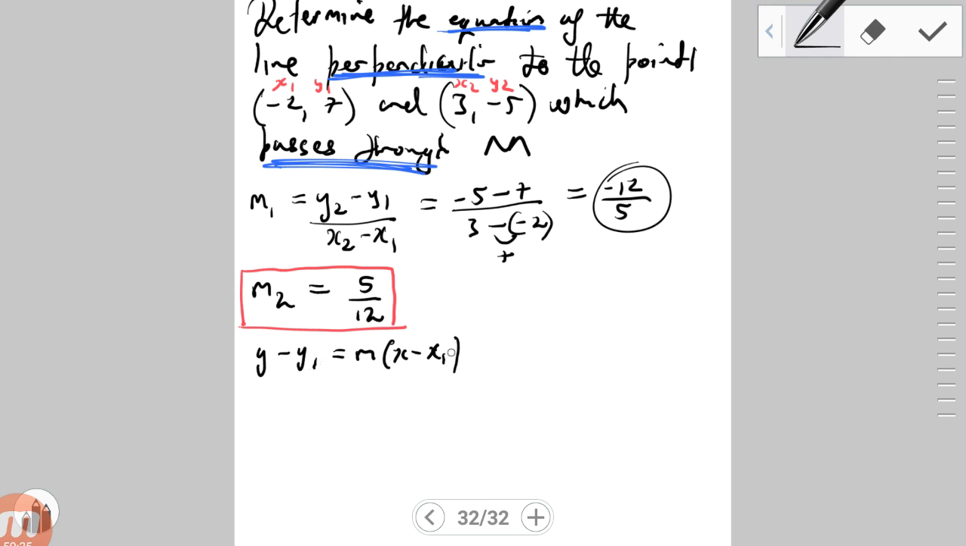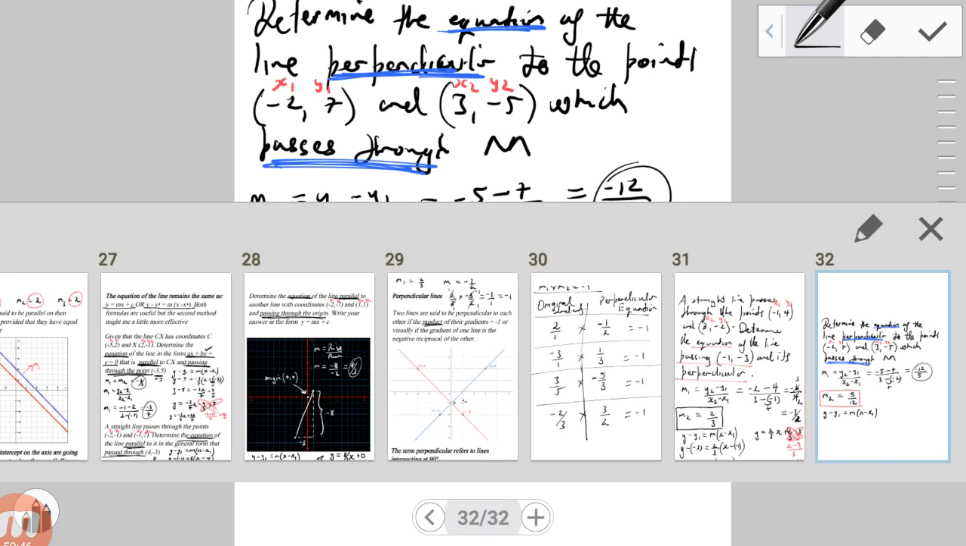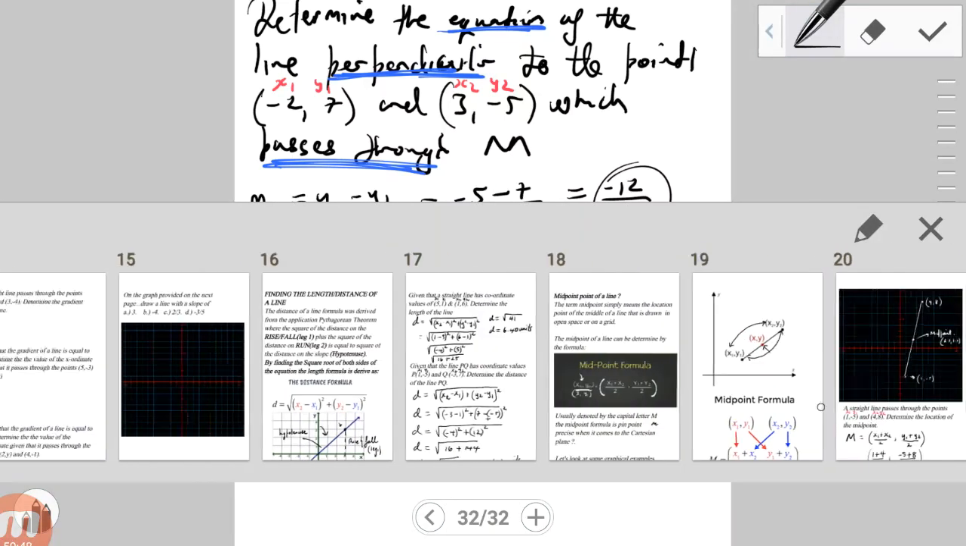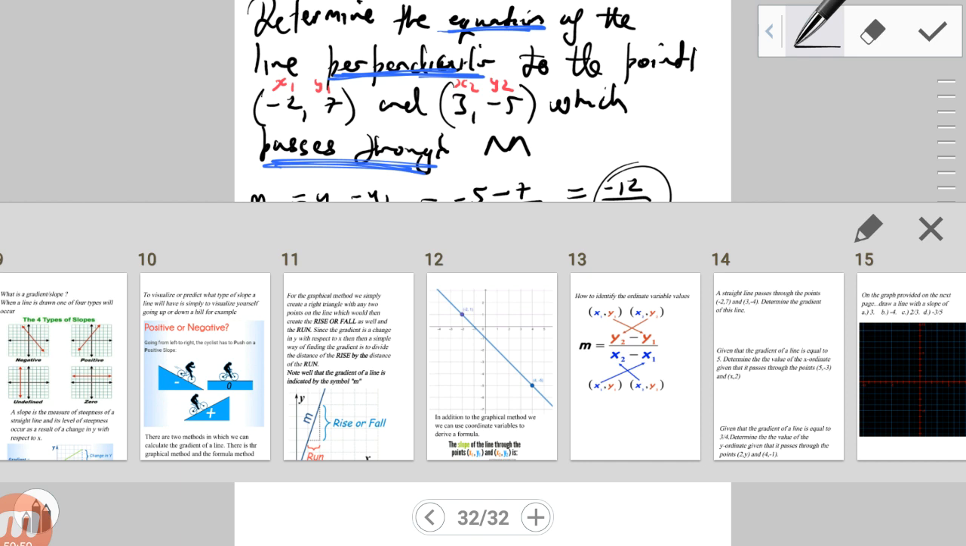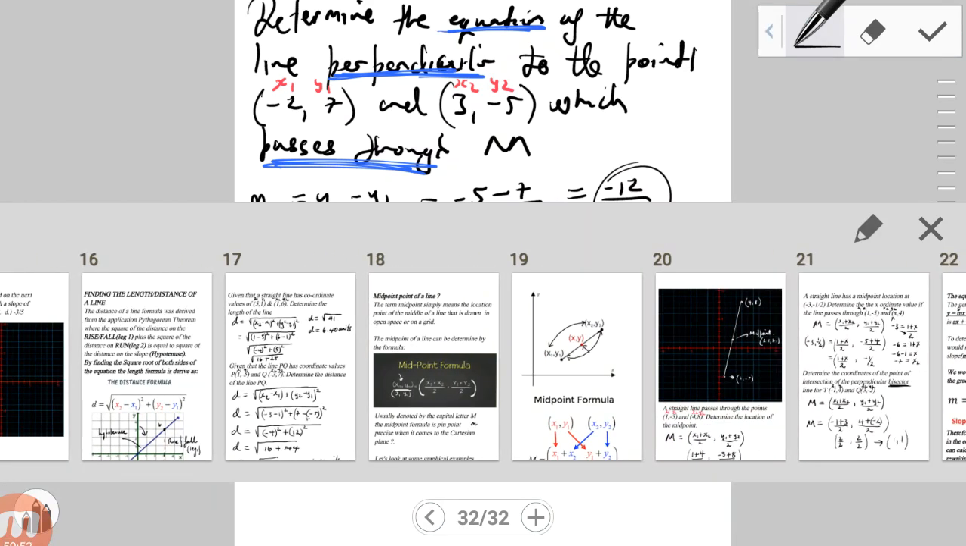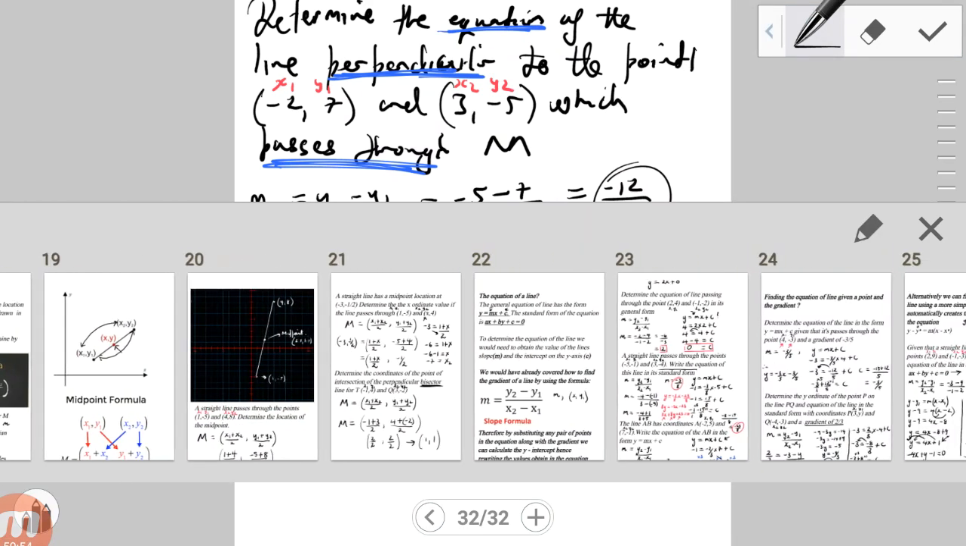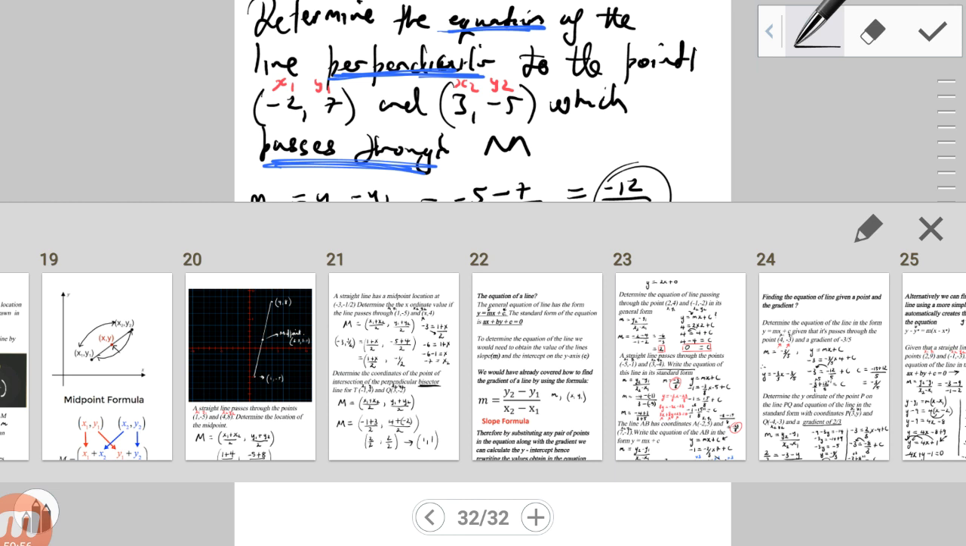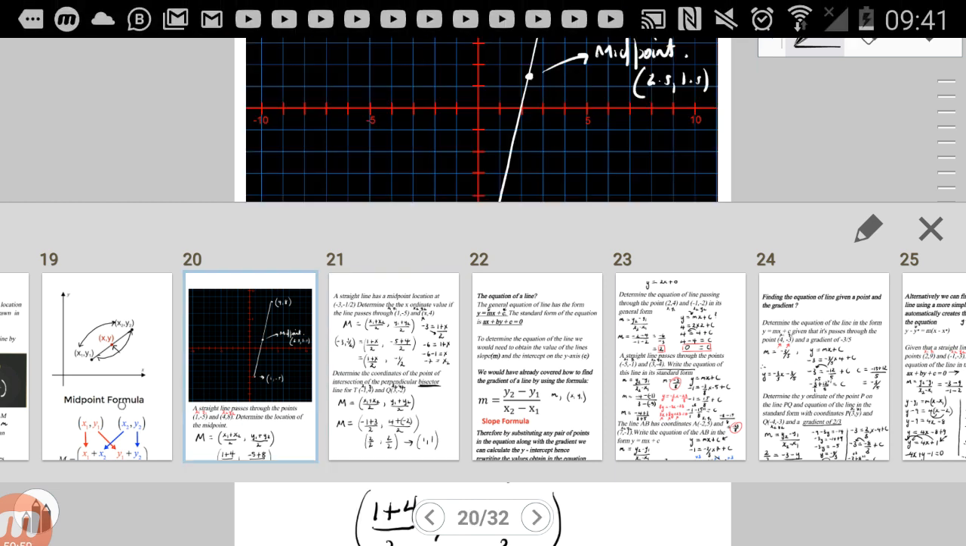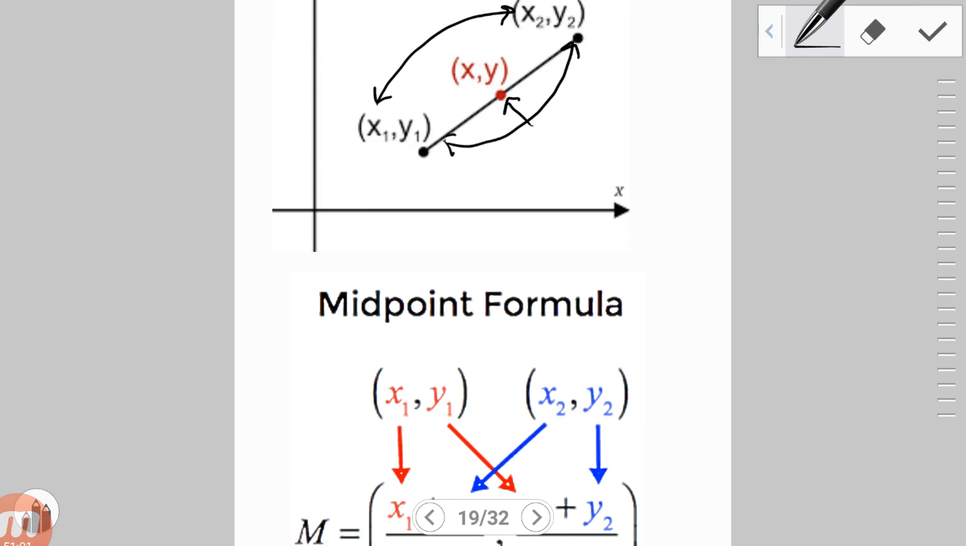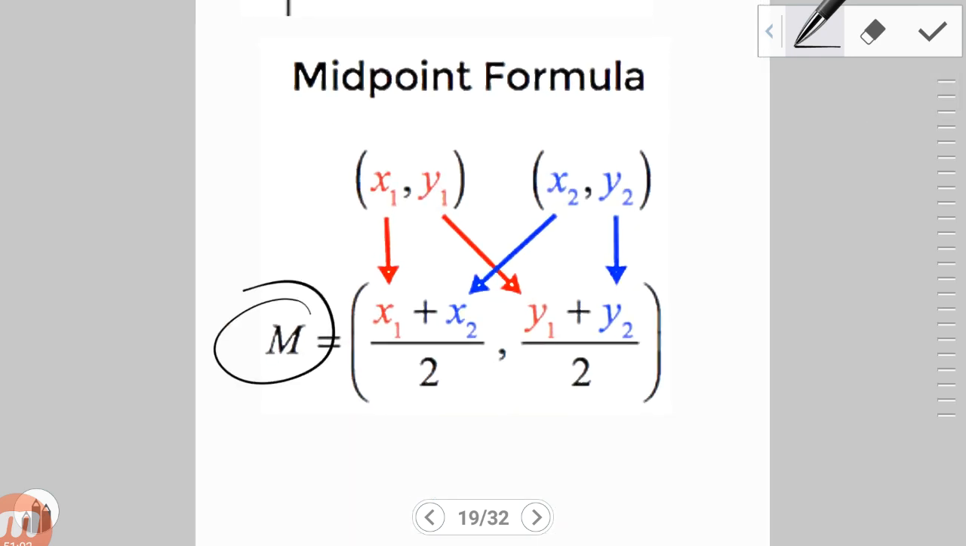So what is our y1 and x1? Well, usually you're told what point it's passing through, and here it passes through M. So what is M? You would have already been exposed to something that we had discussed earlier when it comes to finding the midpoint. If you go all the way back to a concept that we learned, here it is on screen: the midpoint formula is M. So M is that formula.